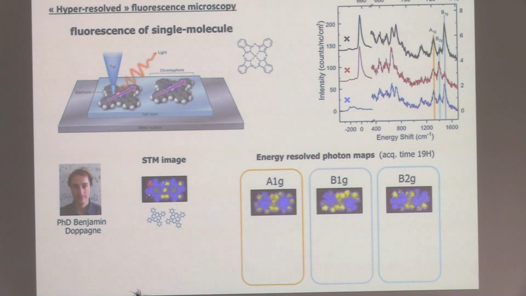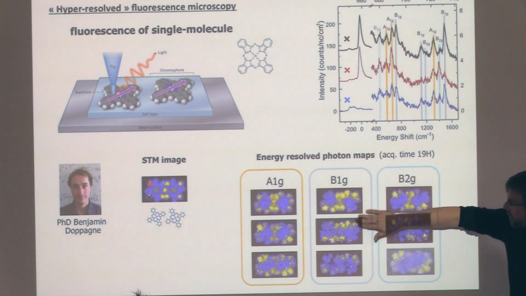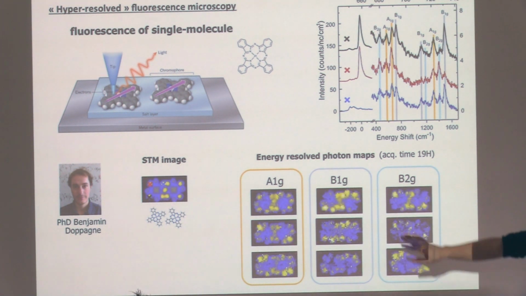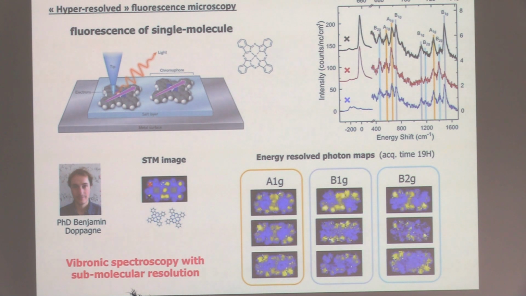And for the A1G mode, we have something more symmetric. So again, we find this feature that depending on the mode you're looking at, the symmetry you have is different. And for a different B1G mode, we find something relatively similar. For the B2G as well. For the A1G, it remains more or less the same with some attenuation. So what we could say is that we have here some kind of vibronic spectroscopy with obviously submolecular resolution, and this is what I've called hyper-resolved fluorescence microscopy.